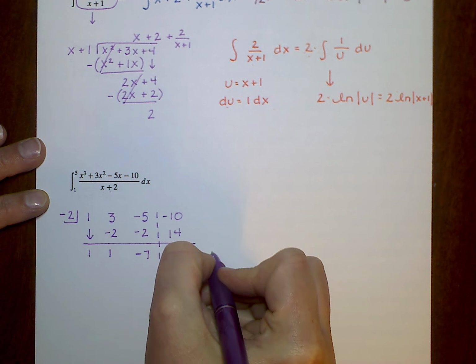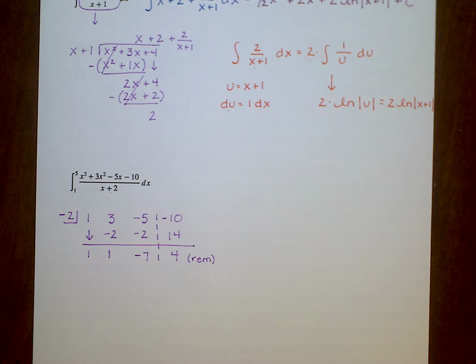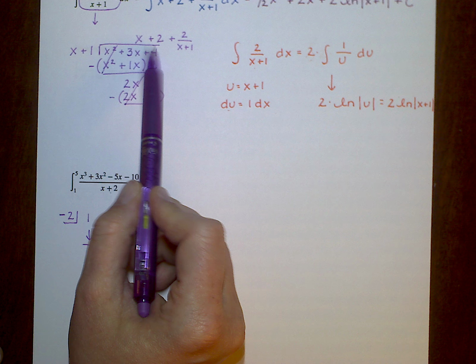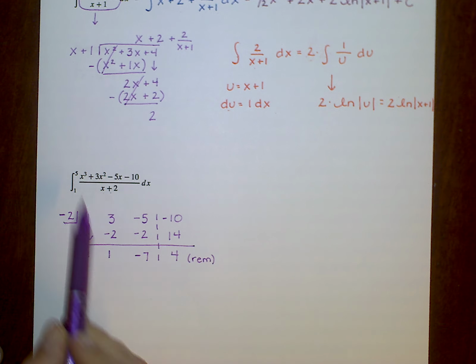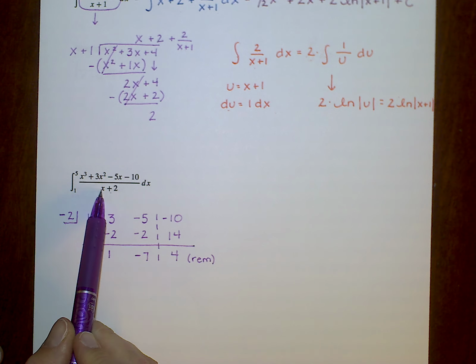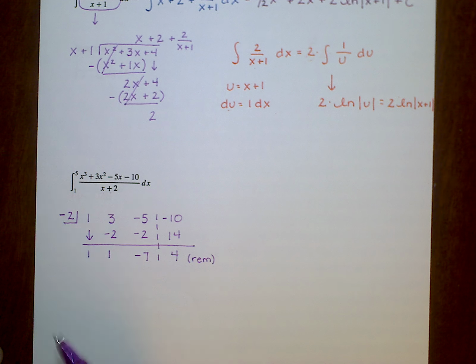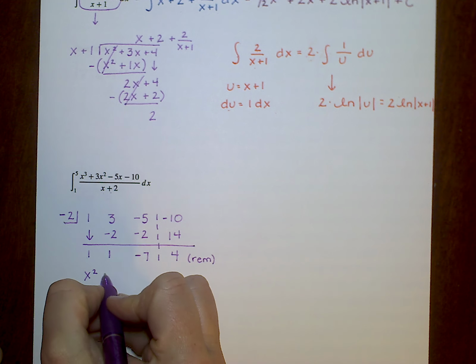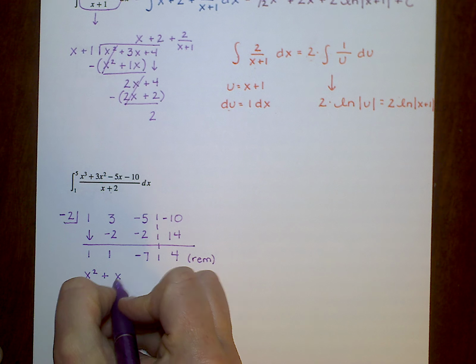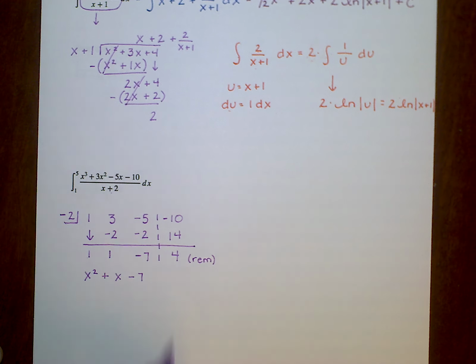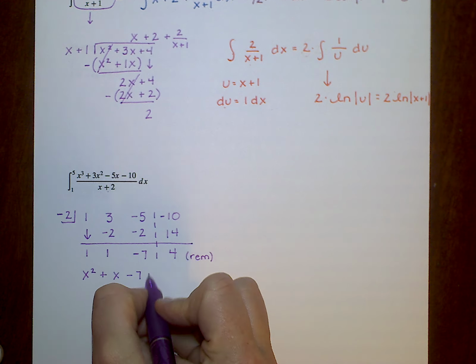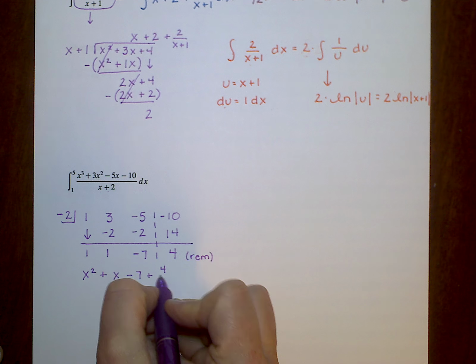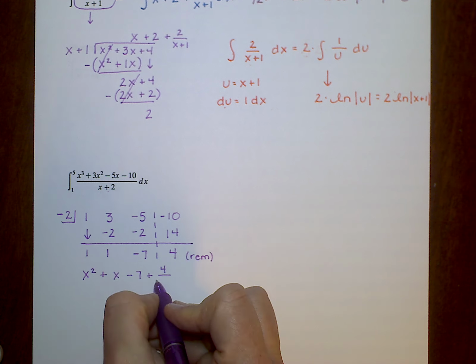And the reason these numbers are important is these are now the coefficients of the answer I would get if I did long division. Okay, so this started as an x cubed and I'm dividing by an x, which means this is really an x squared. So this is now 1x squared plus 1x minus 7. And then the remainder becomes a 4 over that x plus 2 that we were dividing by.